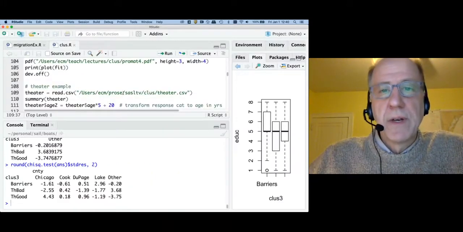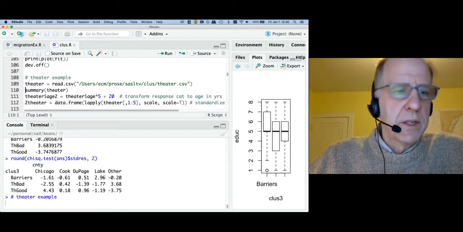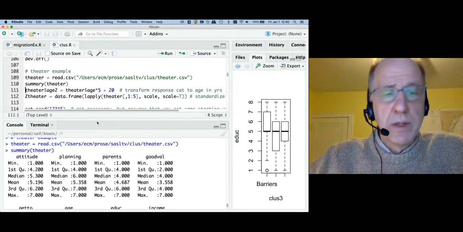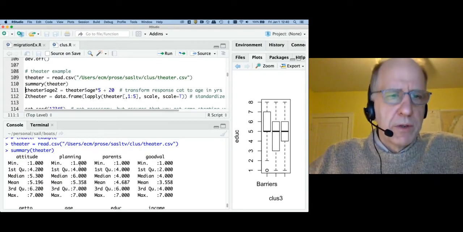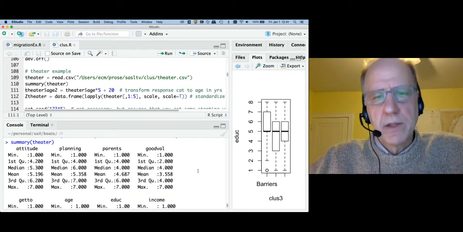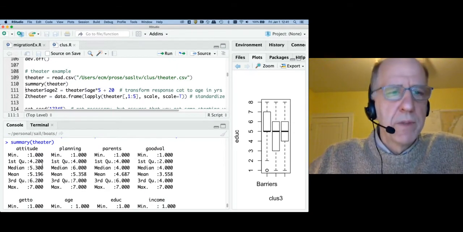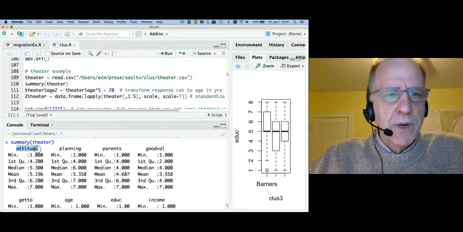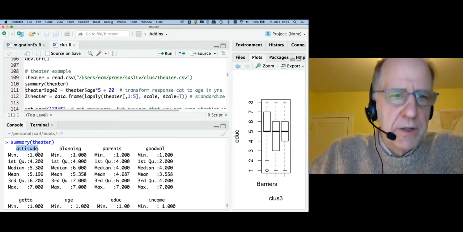So the data set's available on Canvas called theater.csv. If I do a summary on this, we can see what variables are in here. So we're going to be clustering on the first 5 variables in this data set. The first variable is called the attitude.